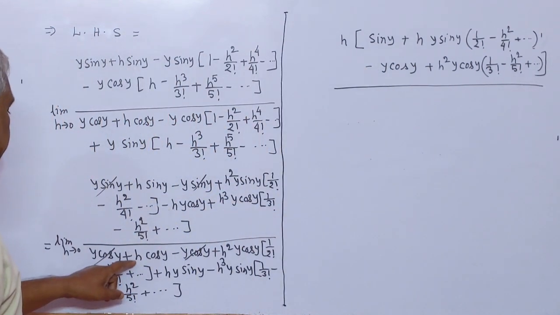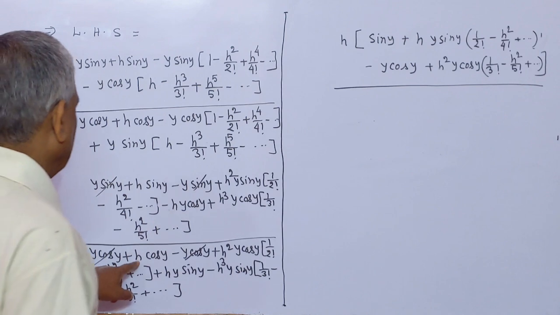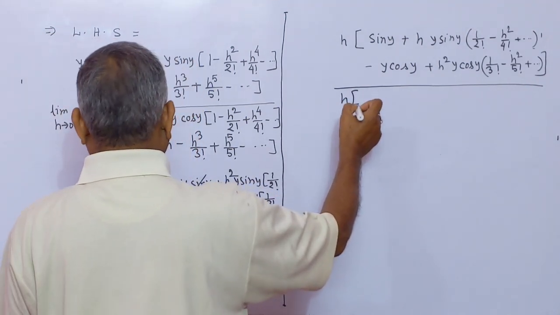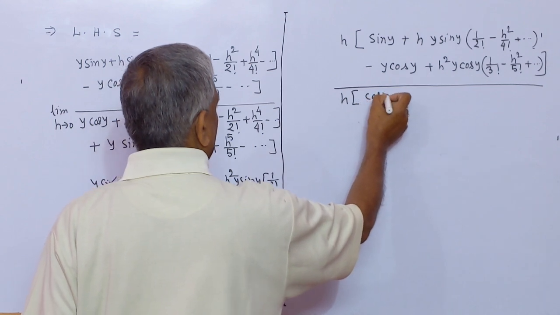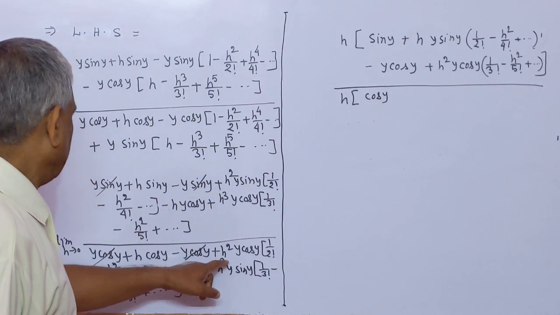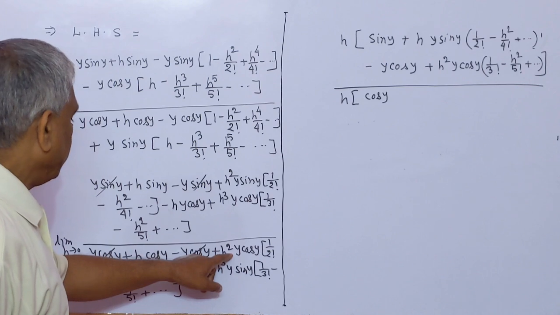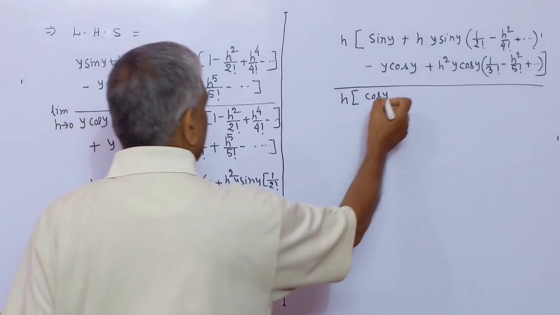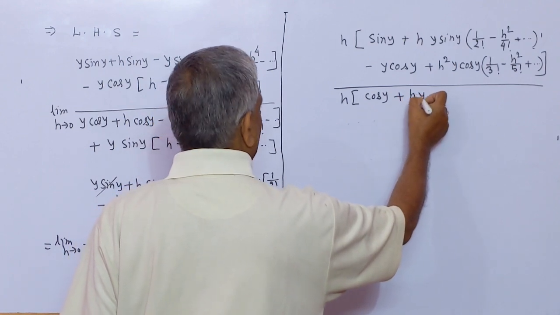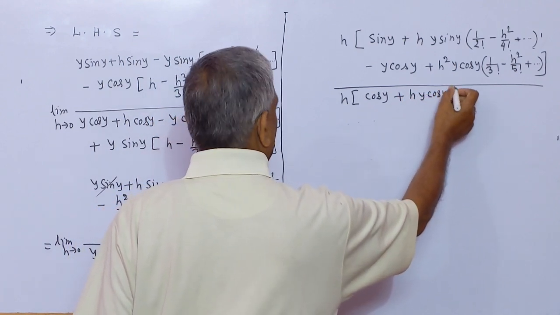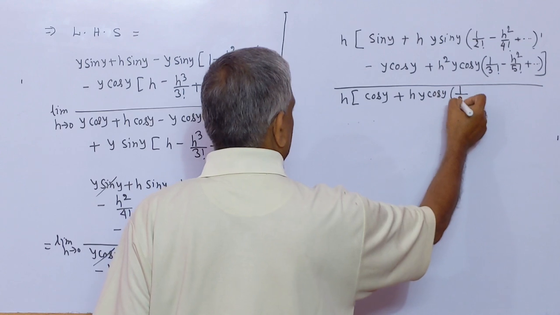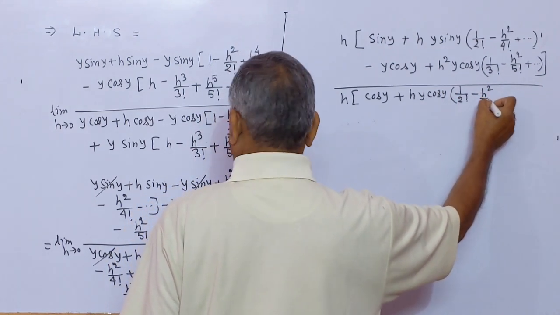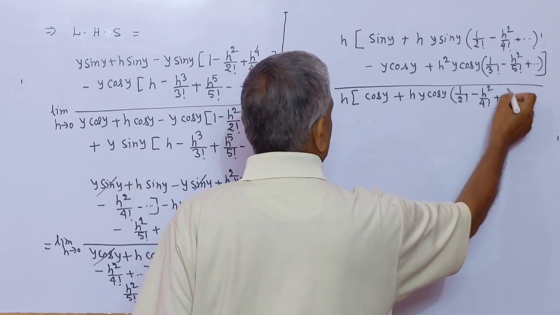Here also we take common h. H remains cos y. Here h square, so remains only h, plus h y cos y (1 by factorial 2 minus h square by factorial 4 plus dot dot dot dot).